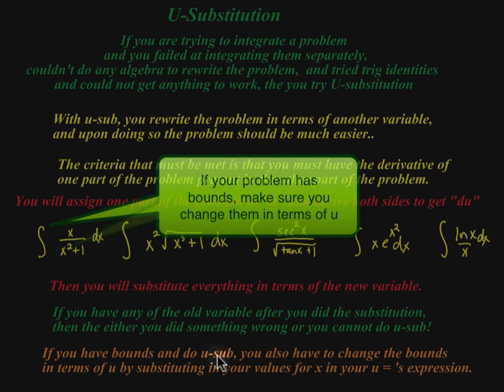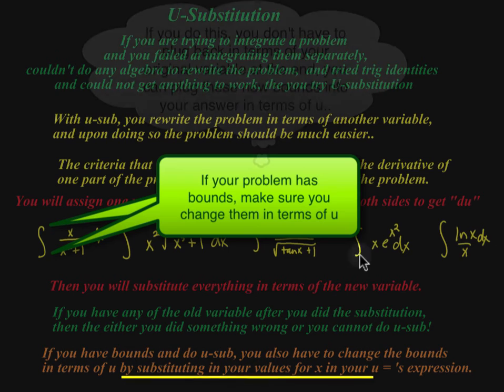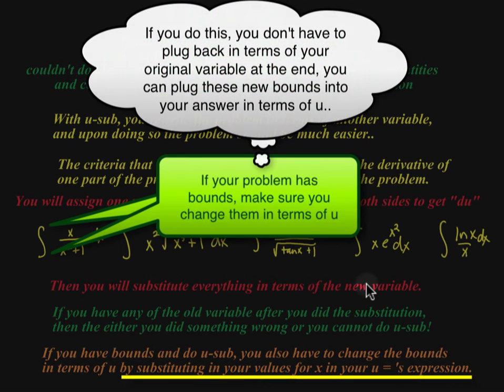So if you have some bounds and you're doing U sub, you also have to change your bounds in terms of U. And the way you're going to do that is you're going to substitute for x, whatever the x numbers on the integral are originally, in terms of your U equals expression, and then you'll get what U equals. I'll show you all that in the example videos.